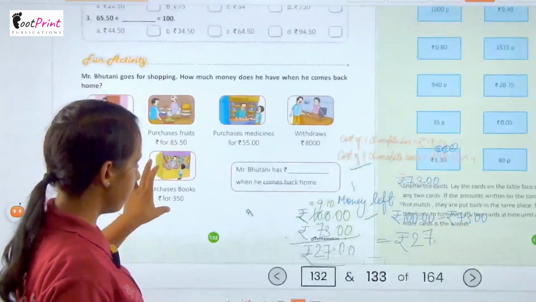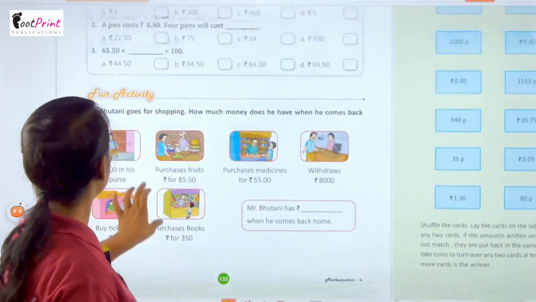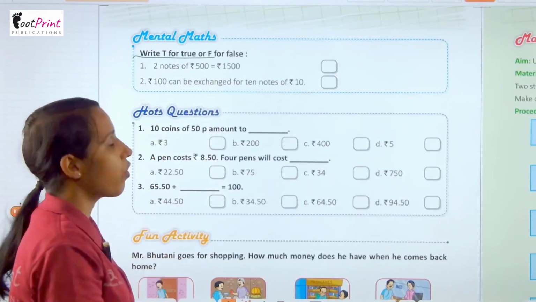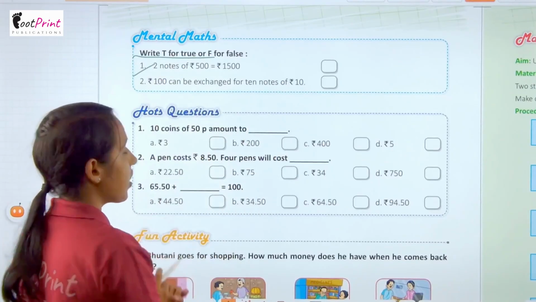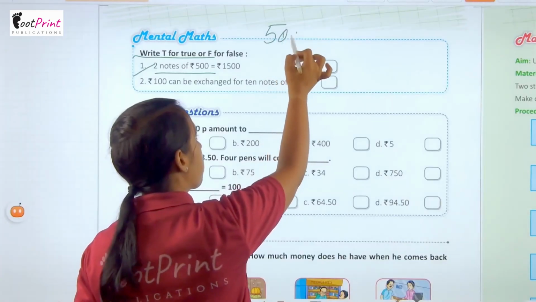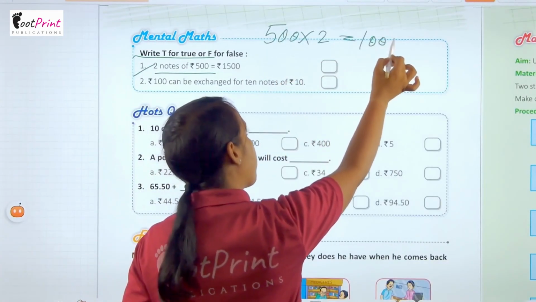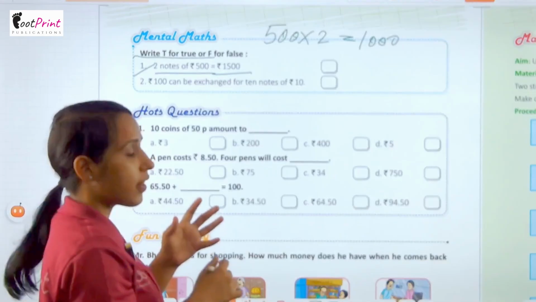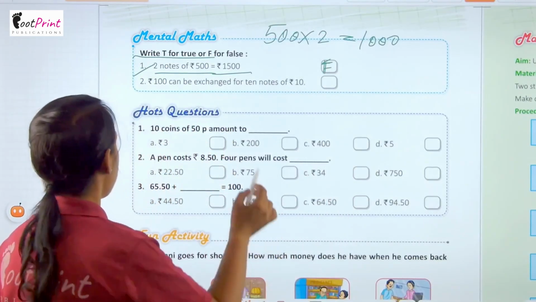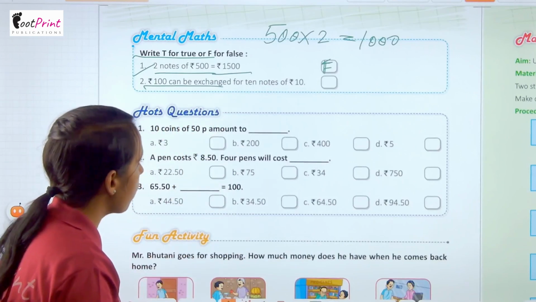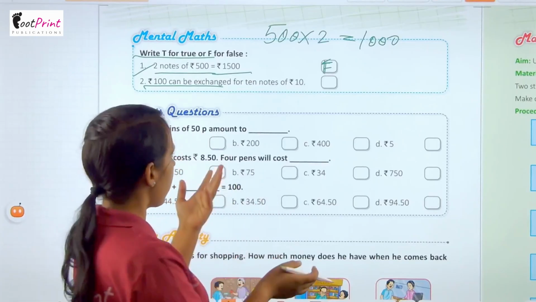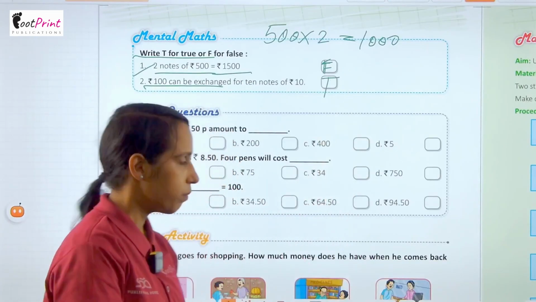Here we have some mental math questions. So we have to write true or false according to the statements. 2 notes of 500 rupees will be equal to 500 multiplied by 2, that will be equal to 1000, but here 1500 is given, that is incorrect. So here we write false, F. Okay. Now, 100 can be exchanged for 10 notes of rupee 10. If we divide 100 into 10 rupee notes, there will be 10 notes. Yes, it is true.